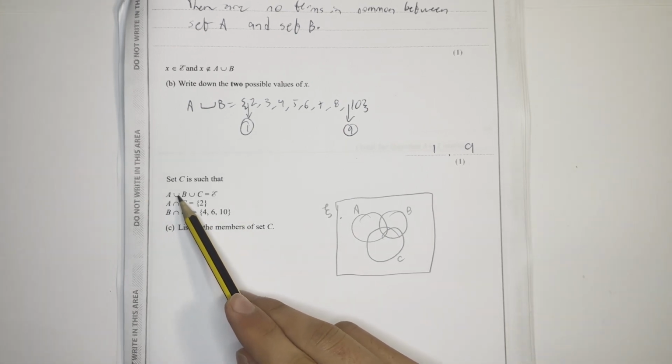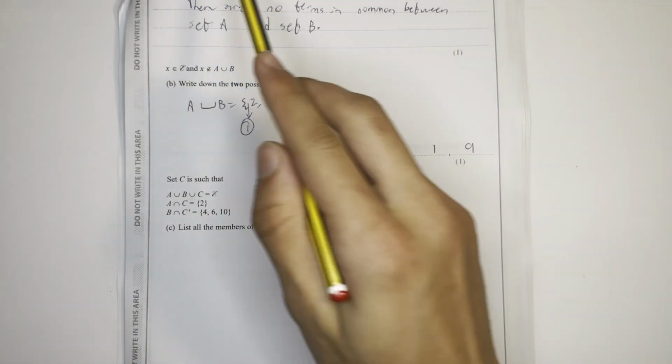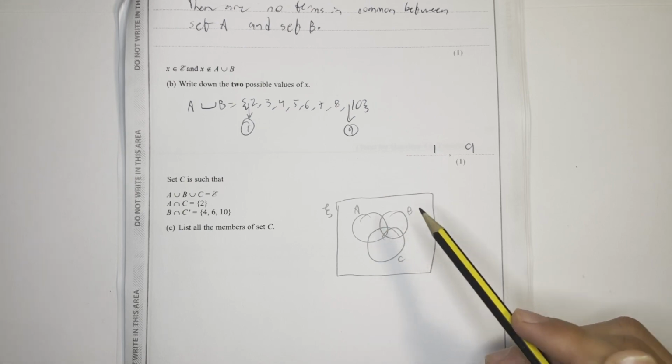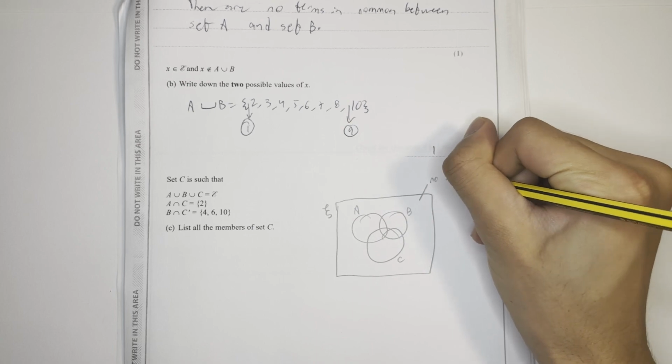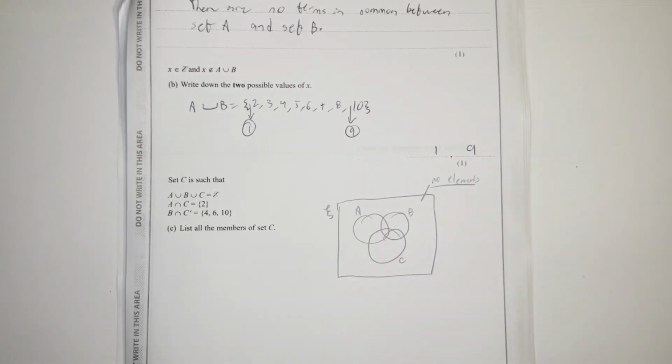So first, we're told that A union B union C is equal to the universal set. So what this means is that all of these numbers must be in these 3 circles, and tells us that there's nothing in this box outside of the circles. So it might just be helpful for you to write no elements to help remind yourself of that fact.